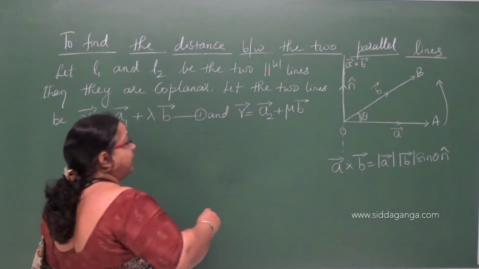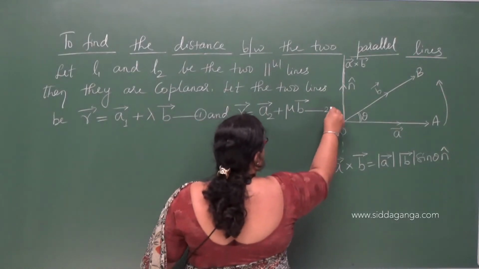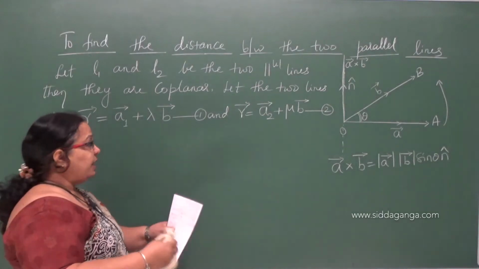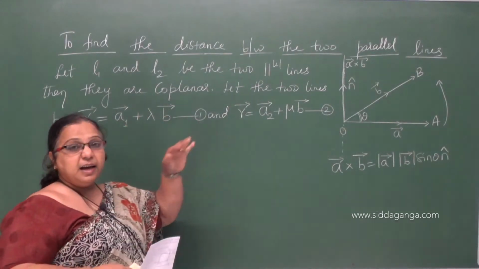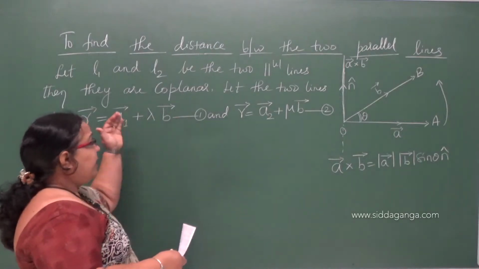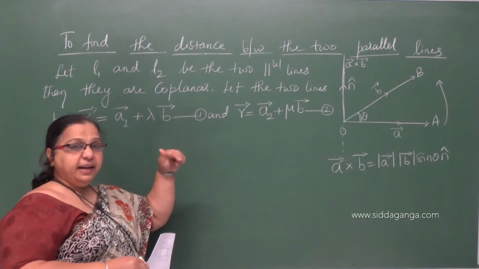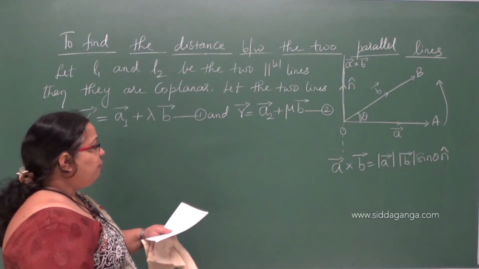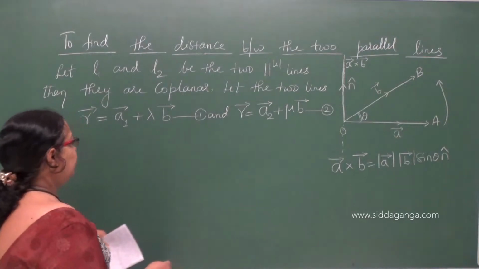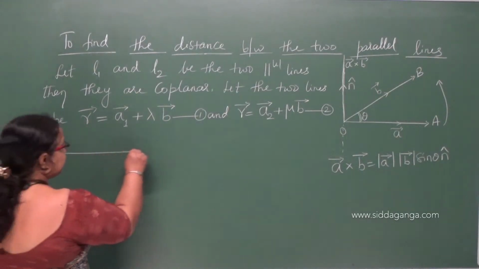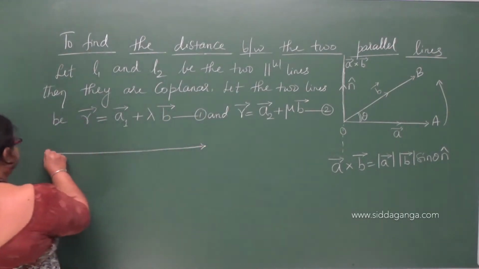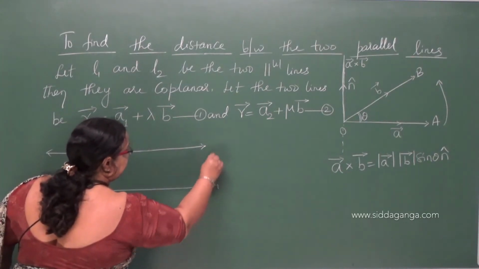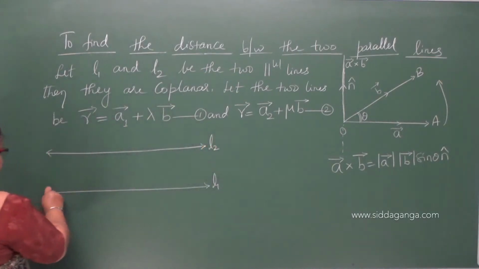Since both the lines are parallel to vector b, the two lines are parallel to each other. Now you draw the figure for this part. Now you consider the two lines. One is the L2 line and the second one is the L1 line.